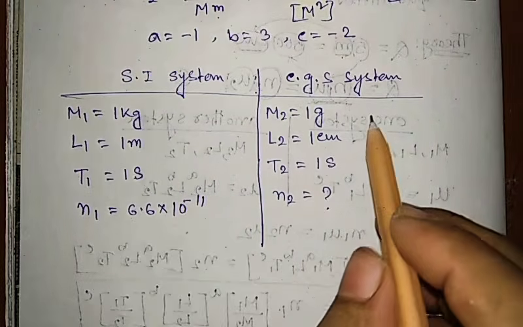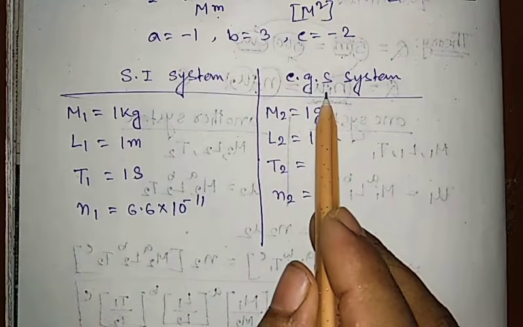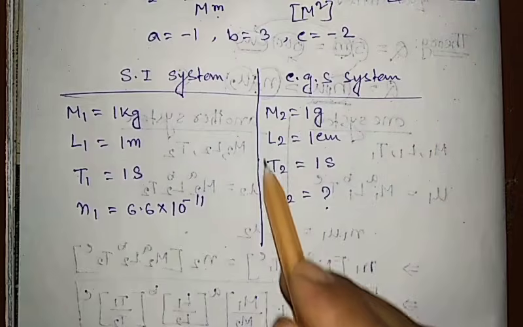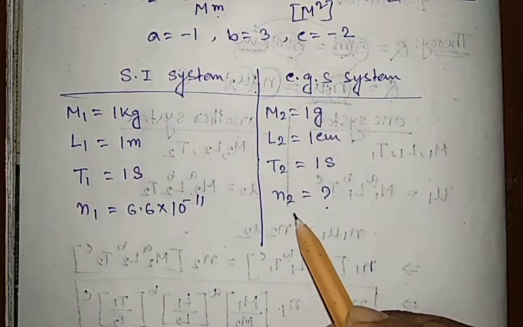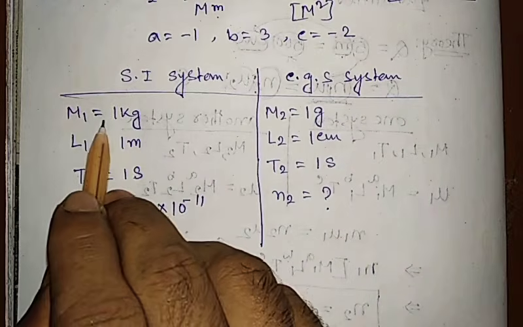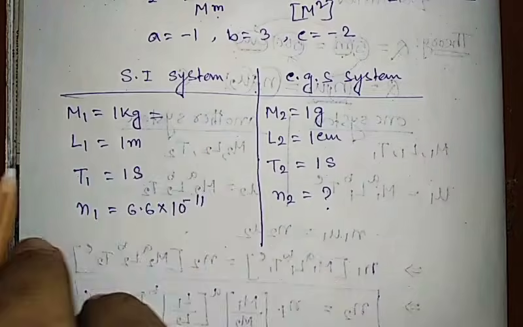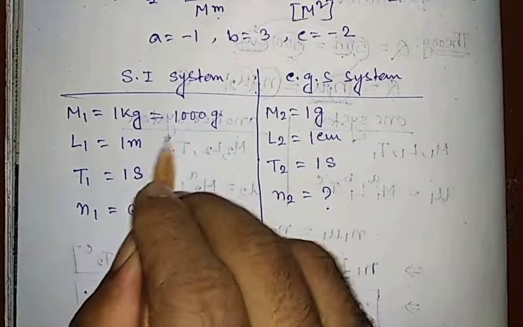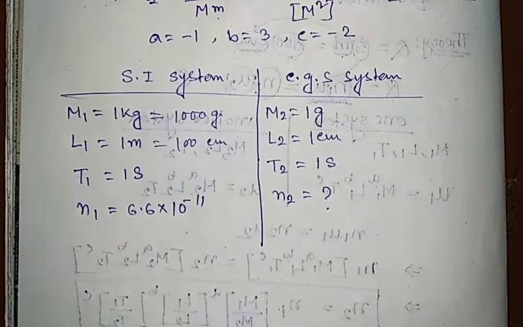Now, as we have to convert the SI system into the CGS system, without changing the values of M2, L2, T2, N2, we only convert M1 and L1. This kg into gram, so this is 1000 gram, and this is 100 centimeter.